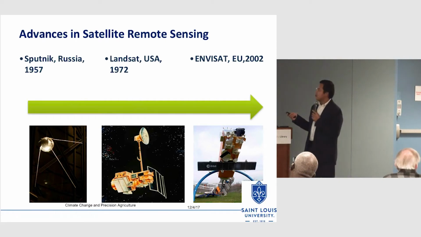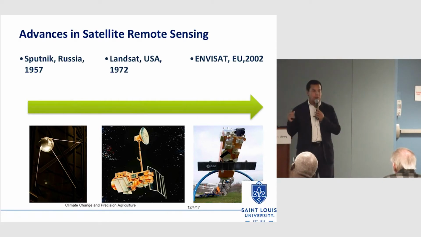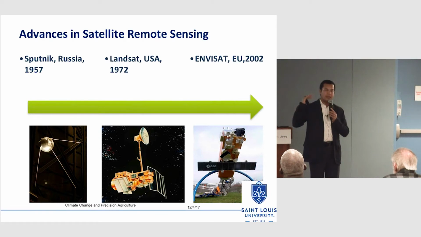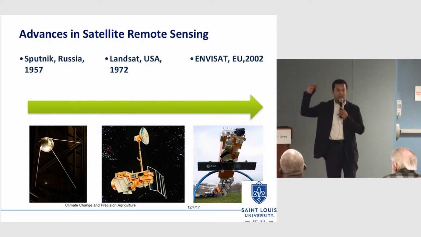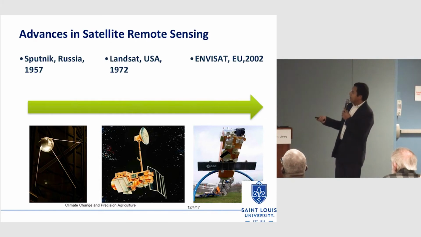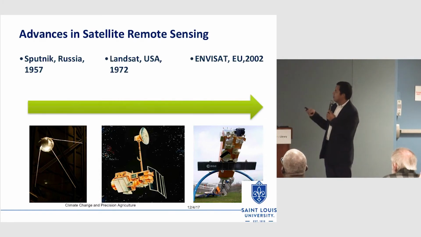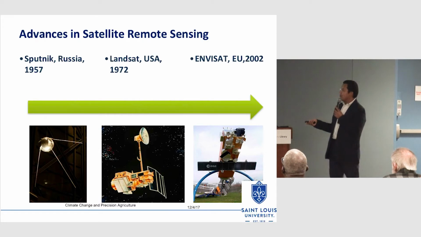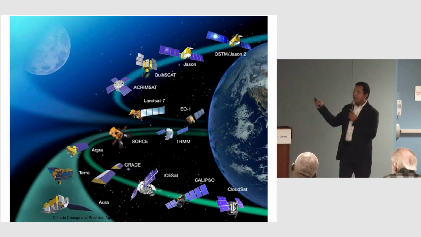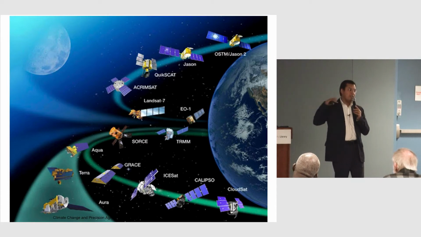In the 1960s, and especially 1972, NASA launched a series of satellites that have been providing data since then. As soon as a satellite is in orbit, it circulates the Earth, providing data, right? And the European Space Agency in 2002 launched a very large satellite. It's huge, right? And now we have hundreds of satellites.